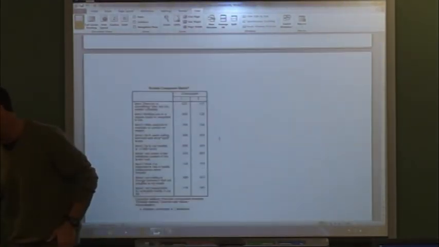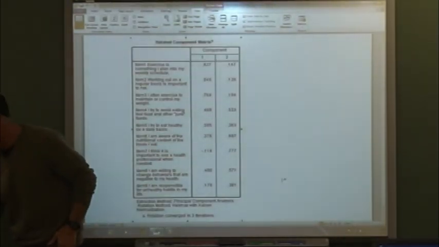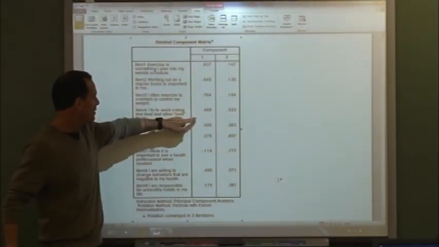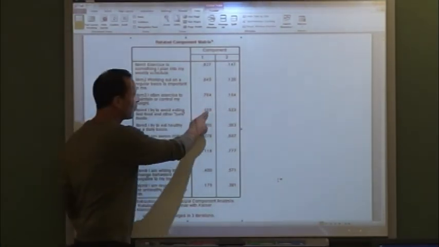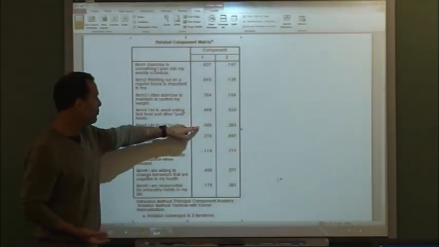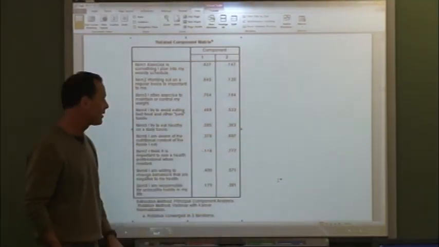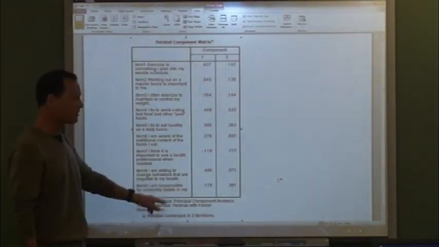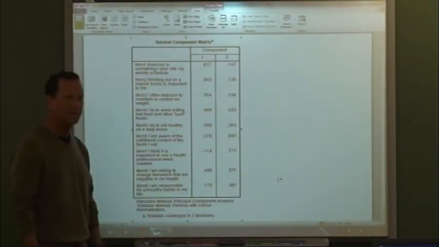And let's look at the solution, everybody. Three items on exercise load high. Junk food is kind of a cross-load. Does everybody see that? 0.47, 0.52. They're kind of similar, aren't they? I try to eat healthy, 0.6 there. But then I'm aware of the nutritional content goes here. And then I think it's important to see a health professional. I'm willing to change behaviors. Item 9 is relatively useless. The highest is right here, but it's a 0.38.